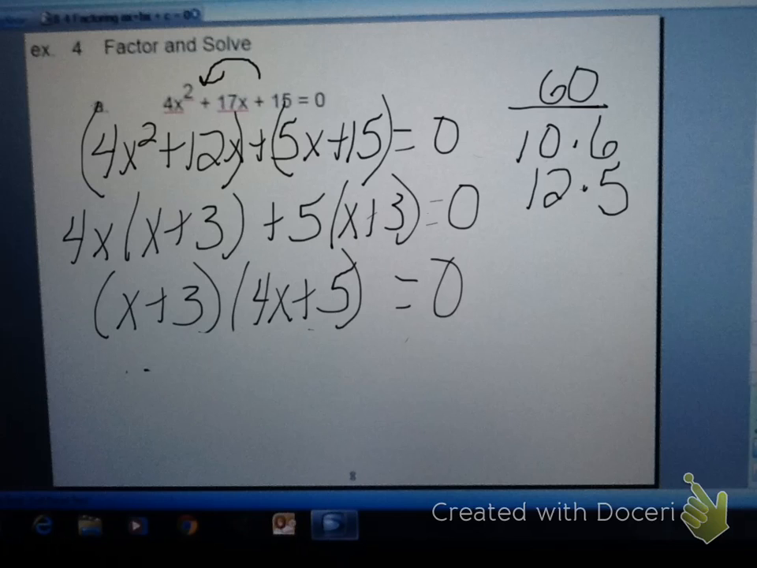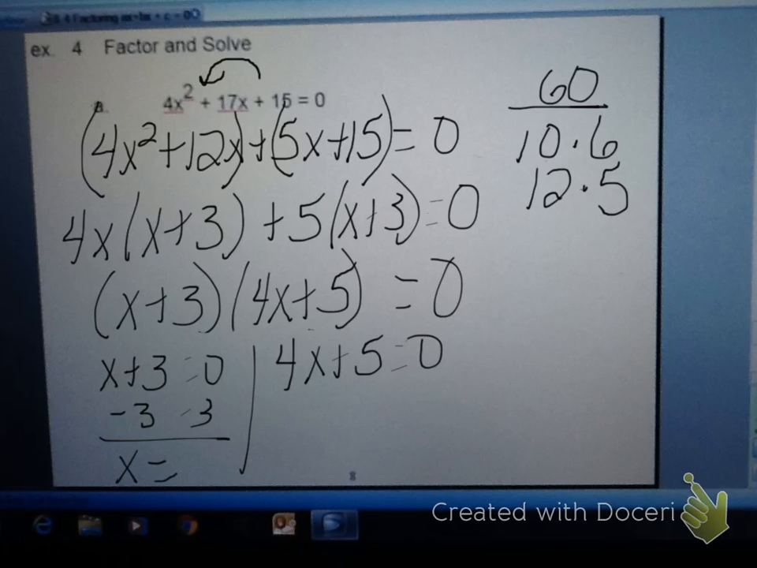I have to solve. So now I take each binomial and put equal to 0. Subtract 3. So I get x is equal to negative 3. I'm going to subtract 5. I can do this in my head. Then divide by 4. So x is equal to negative 5/4.